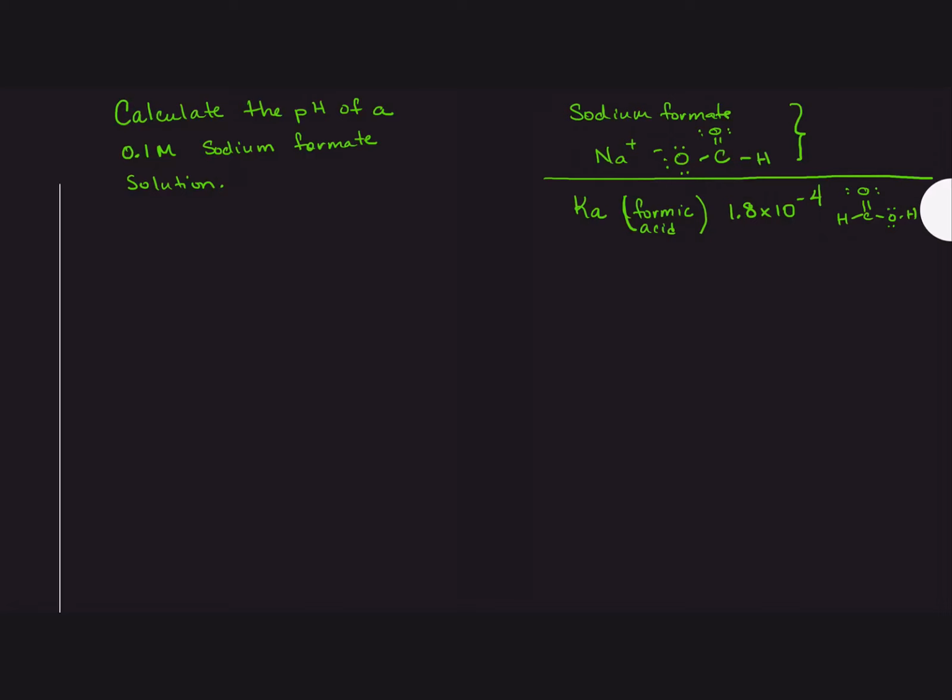Just for trivia purposes, formic acid is what's in bee stings that causes the itchy pain and the swelling attributed to those stings. For this problem, what I thought we could first do is try to predict whether we expect the pH to be less than 7, greater than 7, or equal to 7. If we look at sodium formate, it's sodium and formate, and we can synthesize sodium formate by a reaction of sodium hydroxide with formic acid.